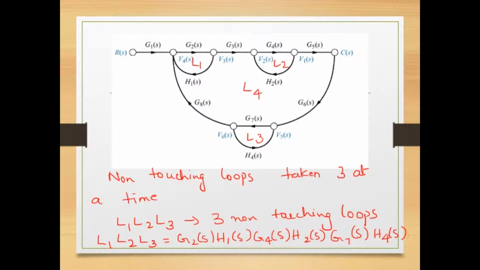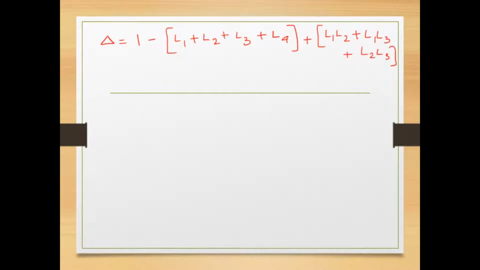Now we combine all this and we write delta first. Delta is equal to 1 minus the sum of the individual loops, L1 plus L2 plus L3 plus L4, plus the non-touching loops taken 2 at a time, that is L1 L2 plus L1 L3 plus L2 L3, minus the non-touching loops taken 3 at a time, L1, L2, L3.